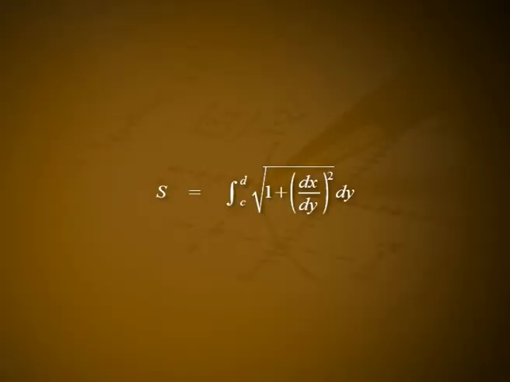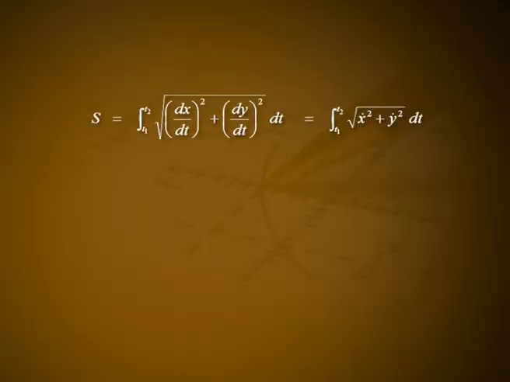Corollary 1. If the equation of the curve is x is equal to f of y, then the length of the arc of the plane curve included between 2 points whose ordinates are c, d is S is equal to integral c to d square root of 1 plus (dx by dy) square dy.